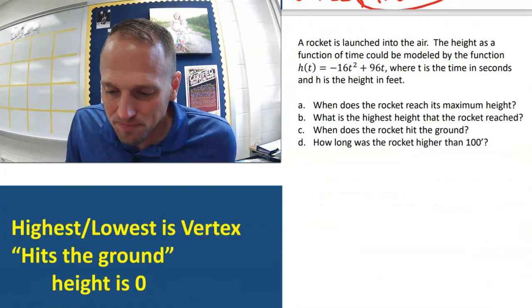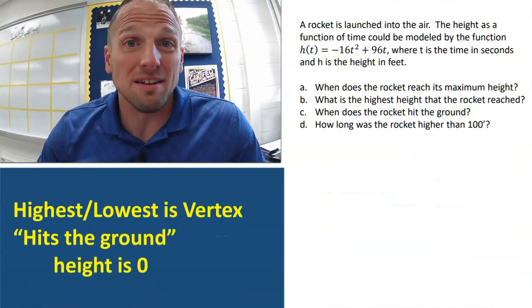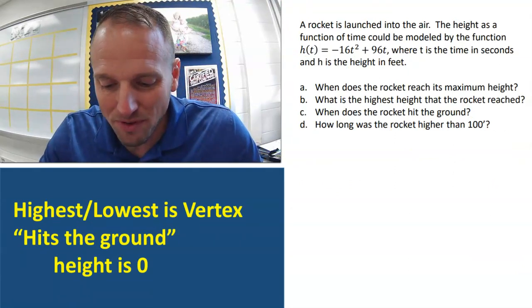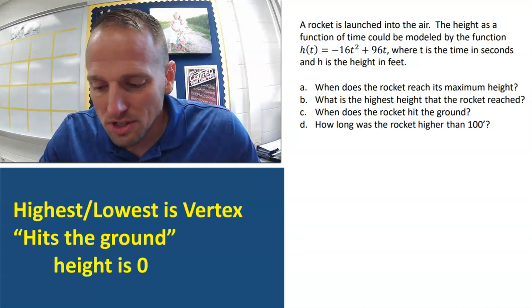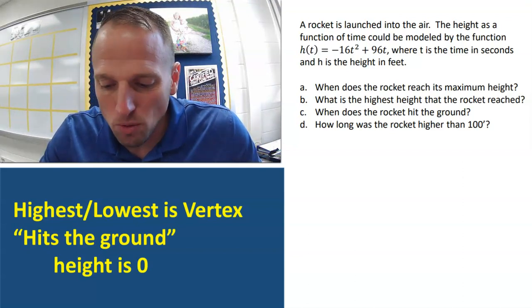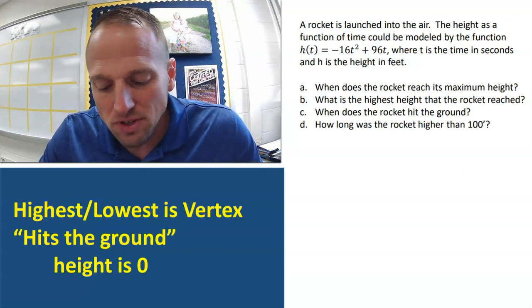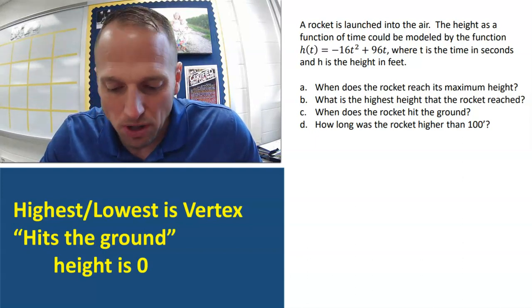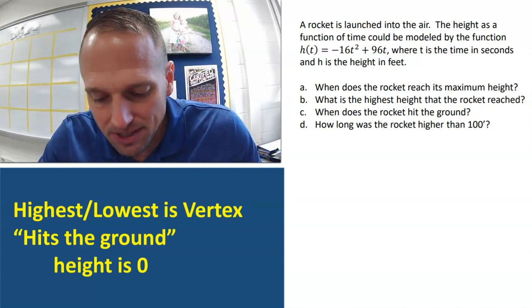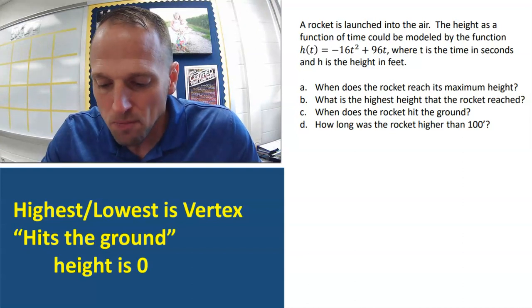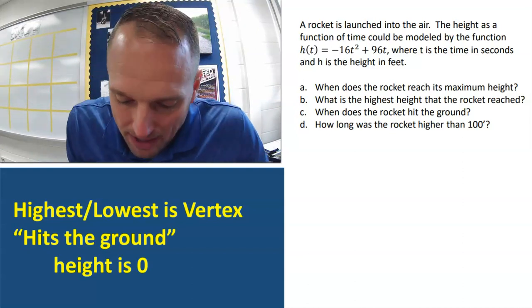Let's do another one. This time we're launching a rocket, and I like rockets. I think this is going to be fun. A rocket is launched into the air. The height as a function of time could be modeled by the function h of t equals negative 16t squared plus 96t, where t is the time in seconds and h is the height in feet. When does the rocket reach its maximum height?